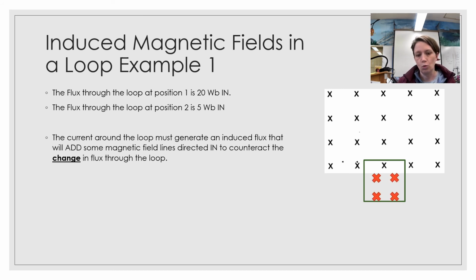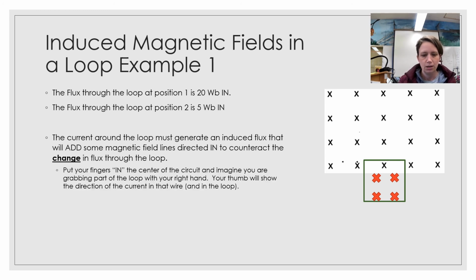Since the field was getting weaker in the in direction, the induced field in the center of that loop is going to be more in the in direction in order to counteract that change. So if you want to figure out the current, you're going to use this new induced field that was created as the wire was pulled out of the field, and you're going to take your fingers and imagine sticking them in the center of that loop, and then of your right hand, of course.